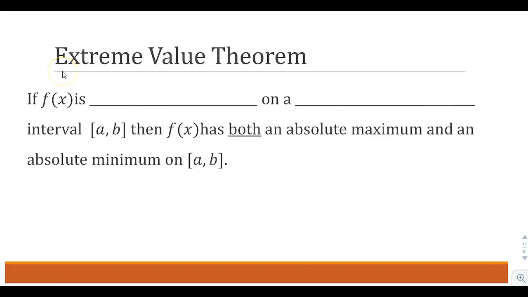So the last slide brings us to the extreme value theorem. When do we have extreme values? When will we have an absolute max and absolute min? Two conditions have to be true. I need a continuous function on a closed interval a to b. Then I will for sure have both an absolute maximum and an absolute minimum on that interval.